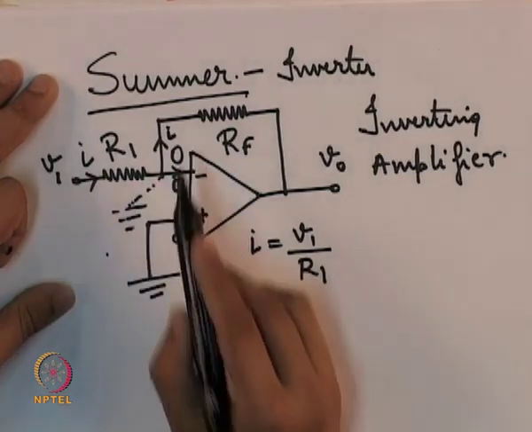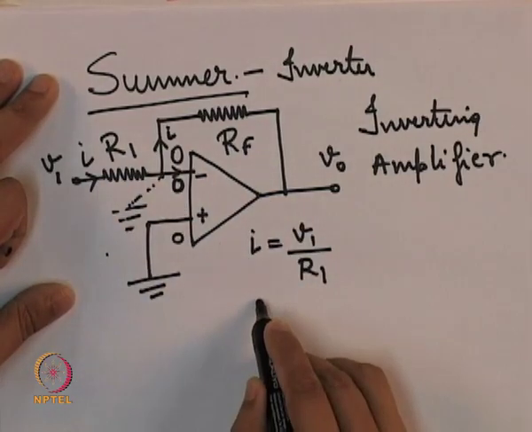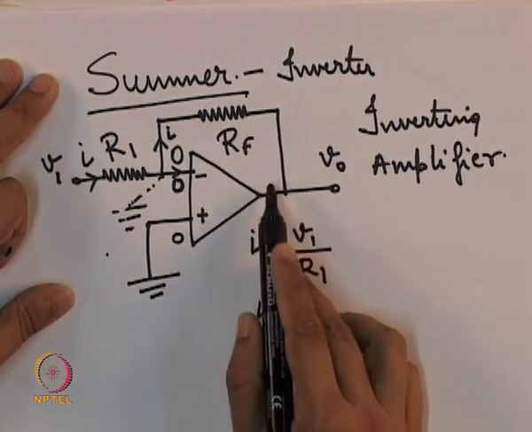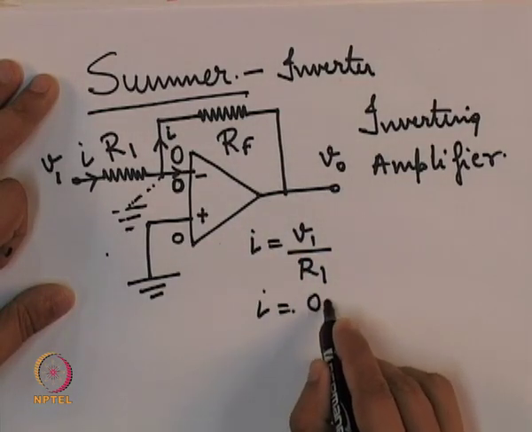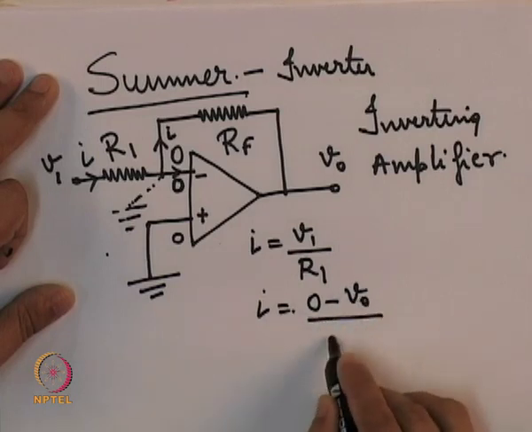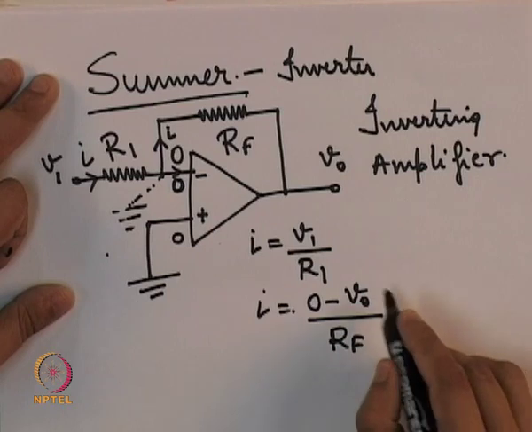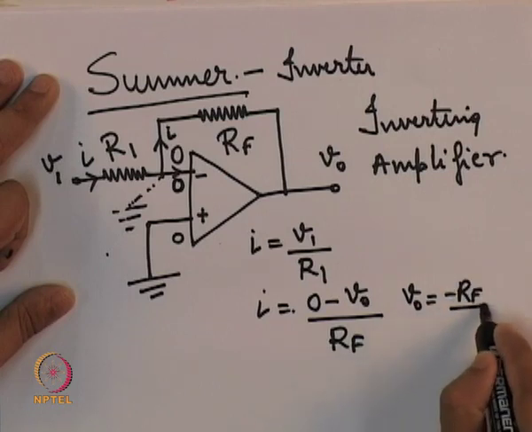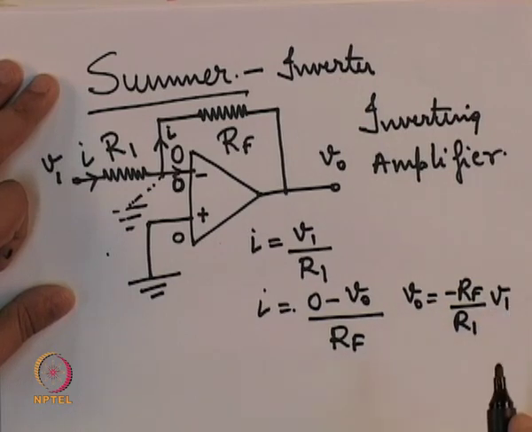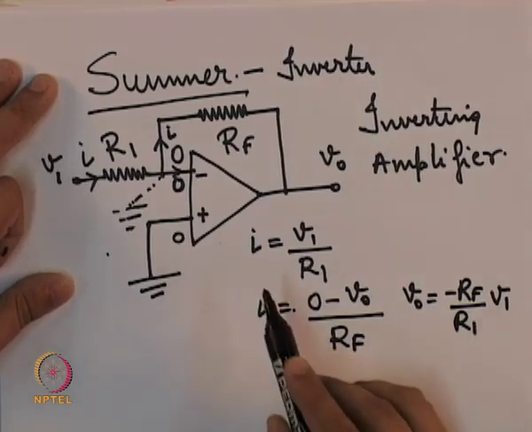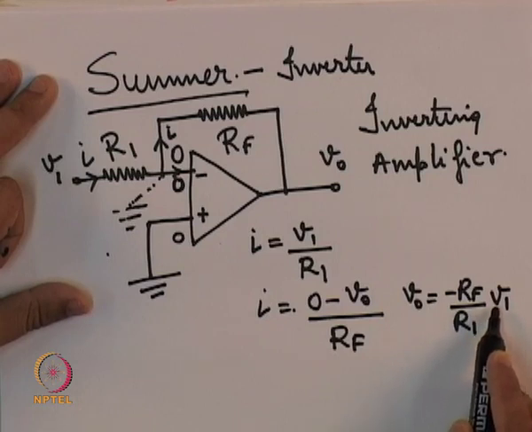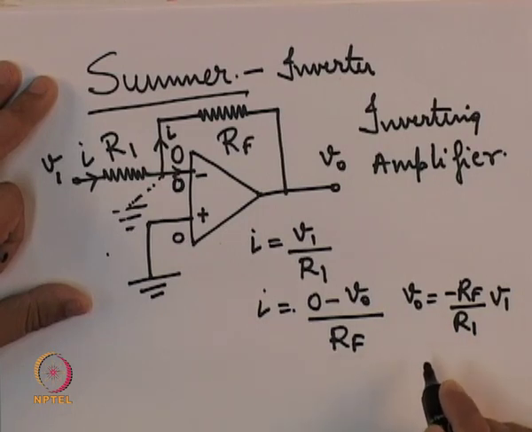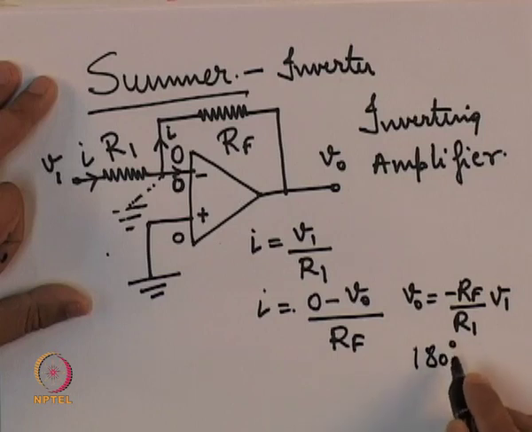So we can say, what is the current flowing through this resistance RF? It is the same as this current, but what is the value in terms of RF? Can we write that I is equal to this voltage minus this voltage upon the resistance? So then I equals 0 minus VO upon RF. Now equating the two, we get VO is equal to minus RF upon R1 times V1, that is it. Now it is called an inverting amplifier because the output is the negative of the input. Negative of the input also means inverted, like a 180 degree phase shift.